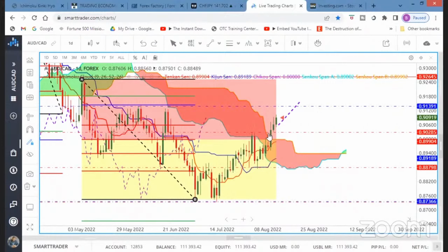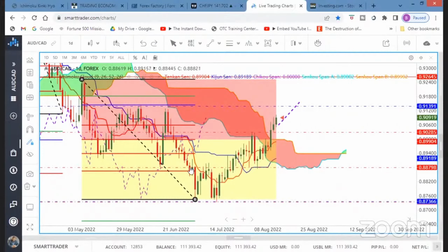So if this continues long, look at that. Look at your Chikou span going across through price. Look at your TK crossover there. Look at price close. Boom. And it broke above resistance too. See? And it's moving up in the zone.